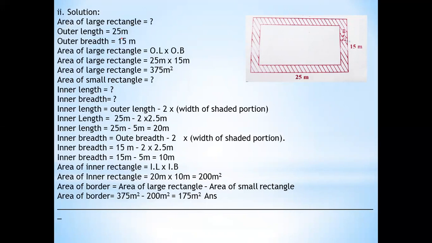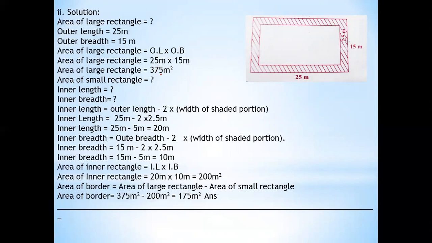That is equal to the area of the large rectangle. Outer length 25 meter, outer breadth 15 meter. Area of the large rectangle, its formula is the same as the small rectangle, outer length multiplied by the outer breadth. Here we will place the value of the outer length, 25 meter, multiplied by the outer breadth, 15 meter, and after the multiplication of 25 with 15 we will get 375 square meter. Meter multiplied by meter becomes square meter.